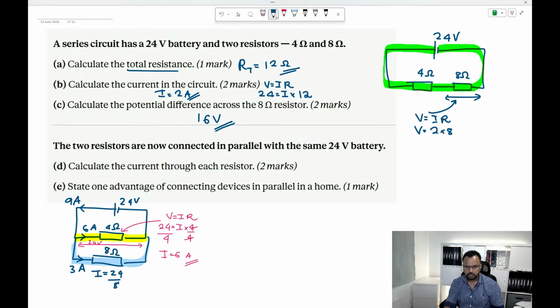Right. Next one. State the advantage of connecting devices in parallel in a home. Right. So, when they are connected in parallel, you can control each component separately. Right? Which one, Tiara, do you want me to explain? This one here.